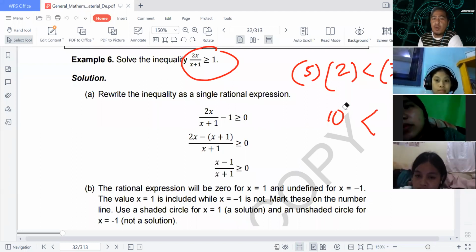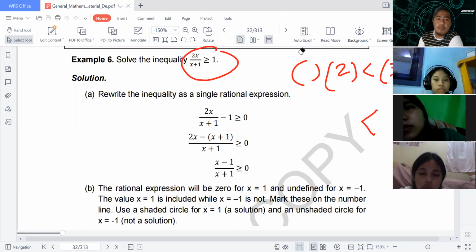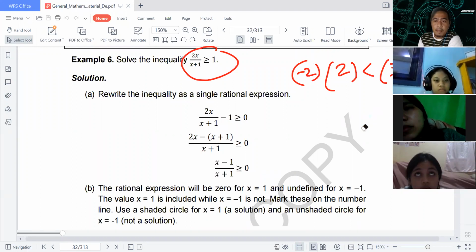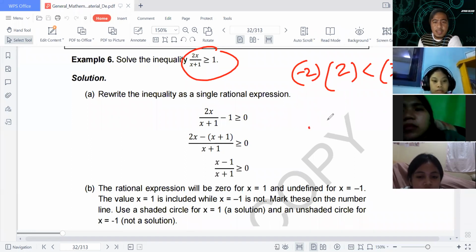So it means if you multiply a positive number on both sides of your equation, you retain the inequality. Okay? What will happen if I multiply both sides of the inequality by a negative number? Example, negative 2. Can I still use the same inequality? No, sir. What's the answer here? Negative 4.